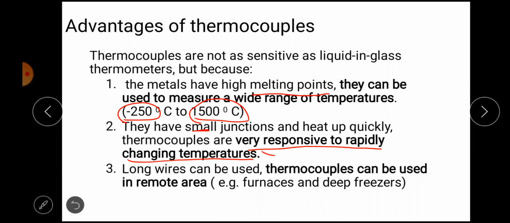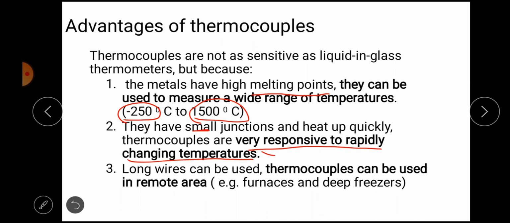Long wires can be used. Thermocouples can be used in remote areas, e.g. furnaces or deep freezers. So you can use it in a remote area where you cannot access it physically. You have the thermocouple left there, and it is connected to a computer, maybe in your office, when you want to monitor the temperature of a blast furnace, for example. So you don't have to be physically there to observe.